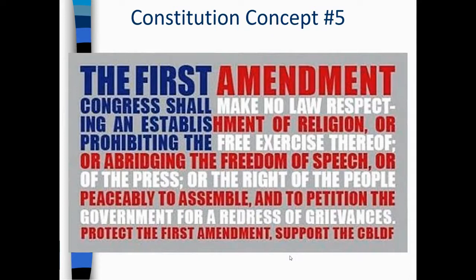Constitution concept number 5. The First Amendment. Congress shall make no law respecting an establishment of religion or prohibiting the free exercise thereof, or abridging the freedom of speech or of the press, or the right of the people peaceably to assemble and to petition the government for a redress of grievances. Protect the First Amendment.